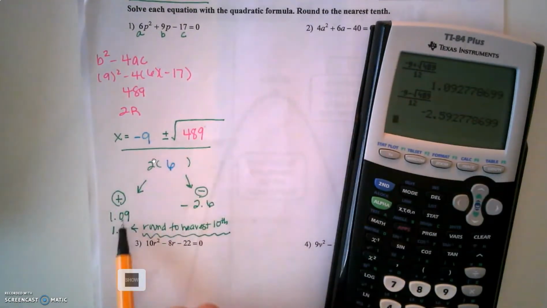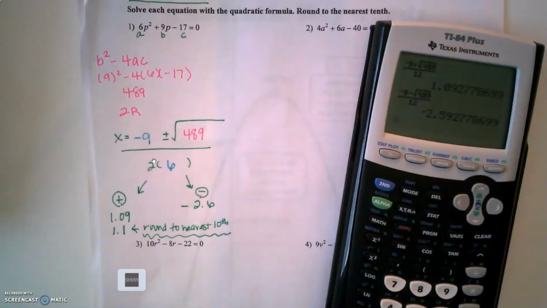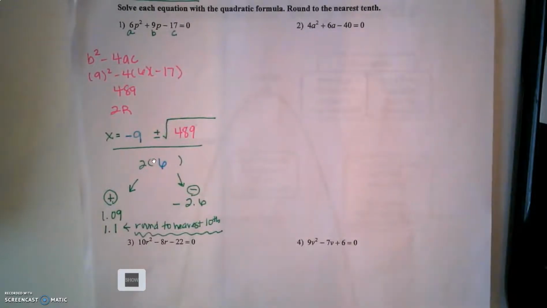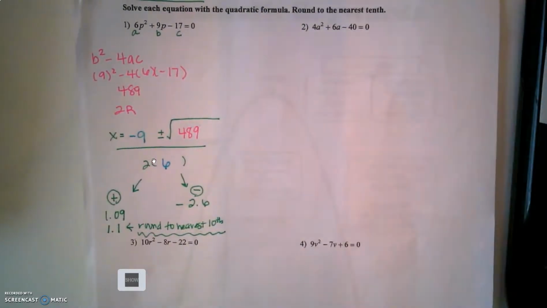Okay, so those are your two answers. Those are your two x-intercepts. Because remember, when we solve quadratic equations, we're finding an x-intercept. Go ahead and finish this page front and back as much as you need to be familiar or comfortable with that quadratic formula, and check the key on the blog.